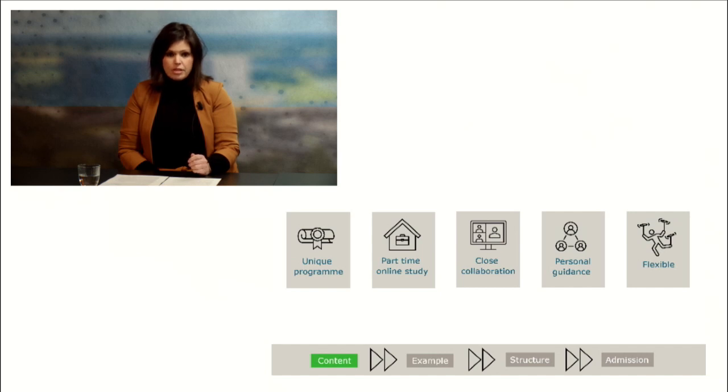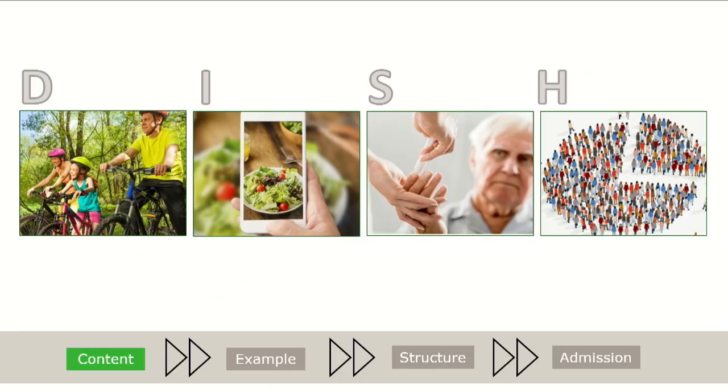Our study is about nutritional epidemiology and public health, and I would like to illustrate on the next slide what you can expect from that master. I will use the letters of the word DISH to explain more about that. So what DISH do you get when you choose our master program? Let's start with the H at the end.